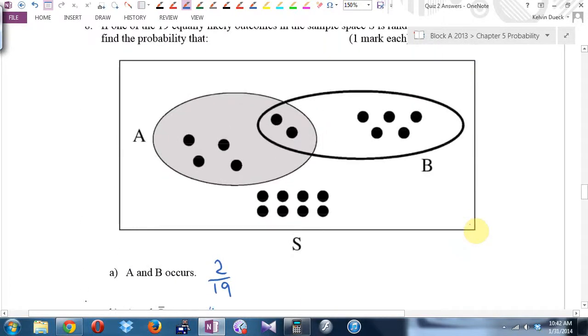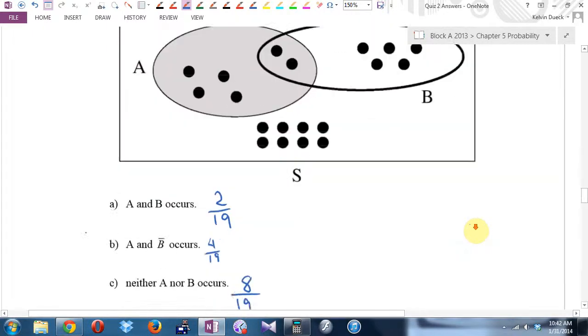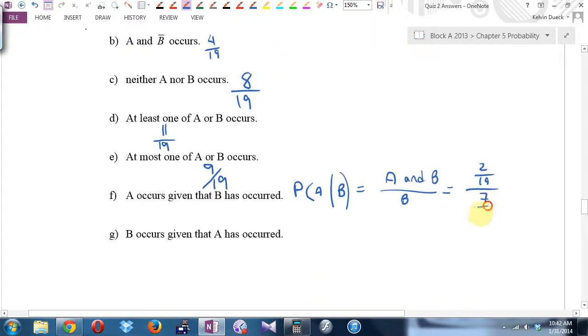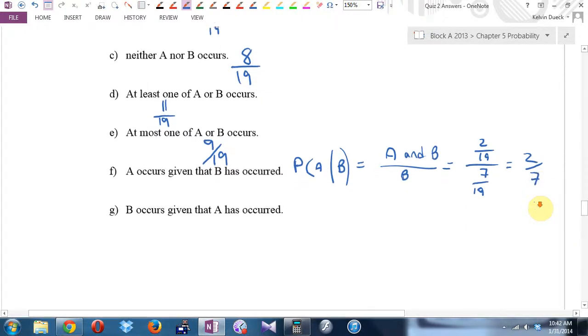And B is 1, 2, 3, 4, 5, 6, it's 7, not 5, it's 7 out of 19. You know what? This works out to 2 out of 7. A occurs given, if you know B has occurred, the probability that A also occurred is 2 out of 7. What about B occurs given that A has occurred?